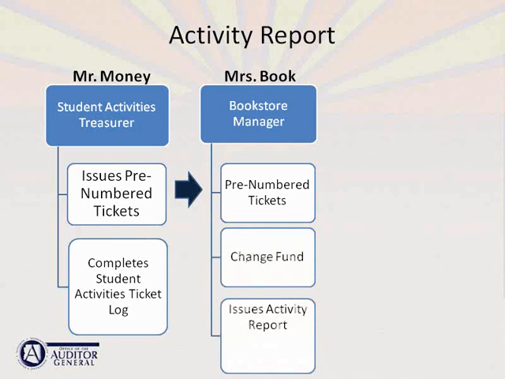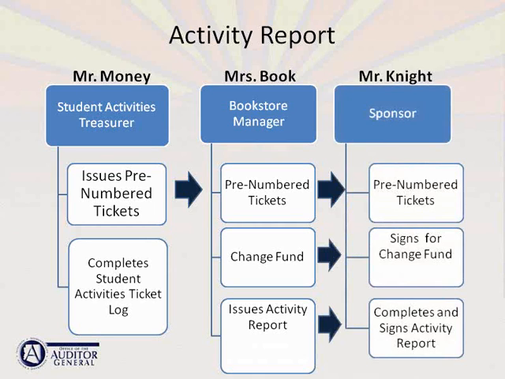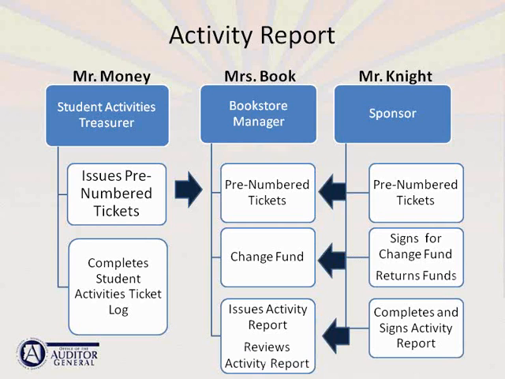Mrs. Book also prepares the activity report by indicating the report number, change fund receipt number and amount, ticket type, and beginning and ending ticket numbers on the activity report. Mrs. Book issues the tickets, change fund, and copy of the activity report to the club sponsor, Mr. Knight. Mr. Knight signs for the change fund and oversees the club sales. After all the ticket sales, Mr. Knight completes or reviews the activity report, makes a copy of the report for the club's records, and returns the activity report, remaining tickets, change funds, and cash collections back to Mrs. Book. Mrs. Book counts and signs for the net cash collections and change funds, giving a receipt to Mr. Knight for the club's records.